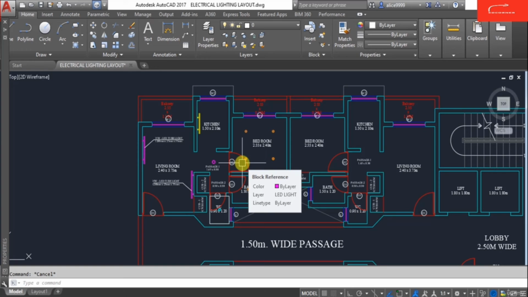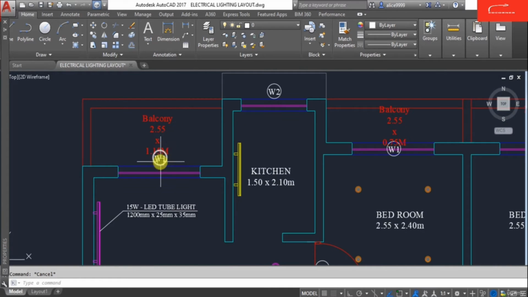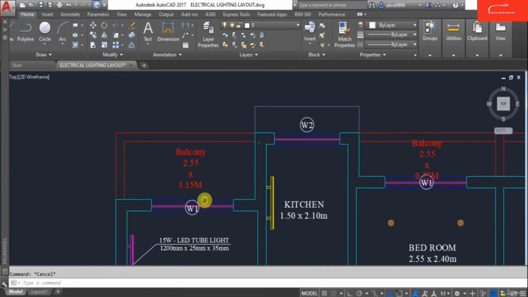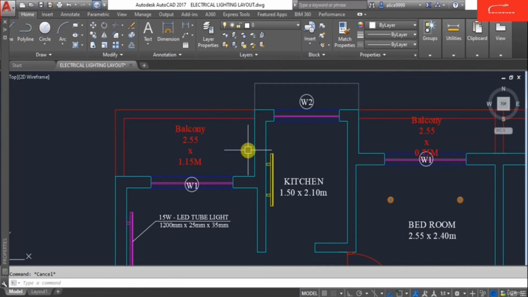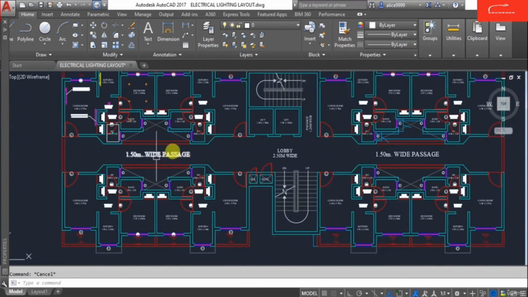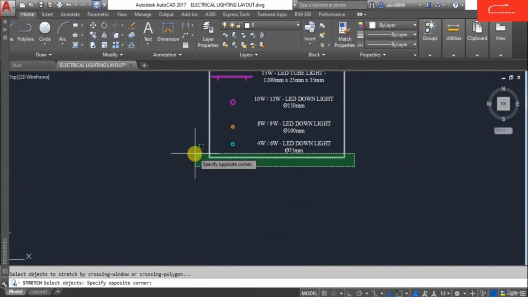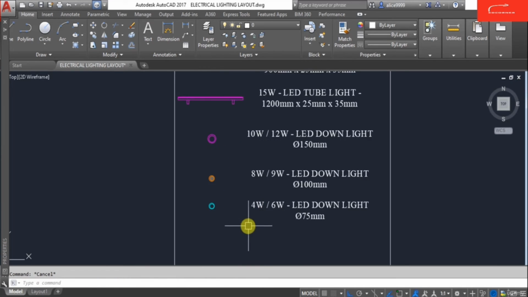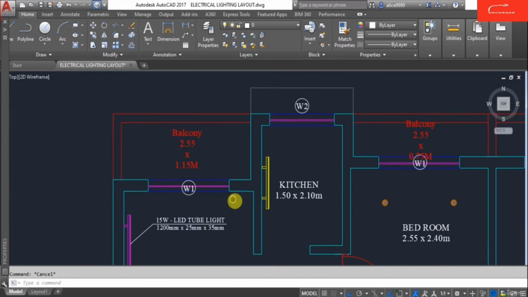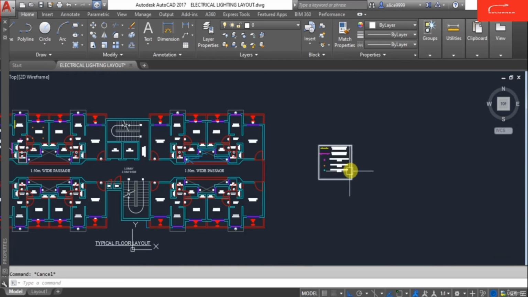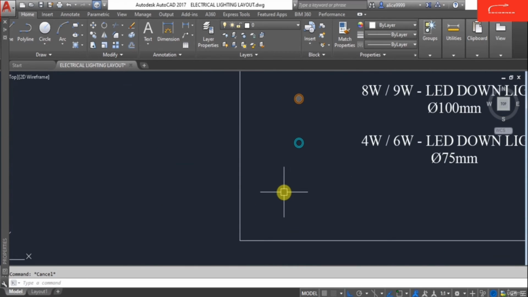If I want to put an LED downlight or the CFL bulb into the balcony, I will put it like this. If I want to put the CFL bulb into the balcony, I will put it over here. Like, I need to first prepare the legend of the LED light. If I want to put the side bulb into the balcony, it will be like this.